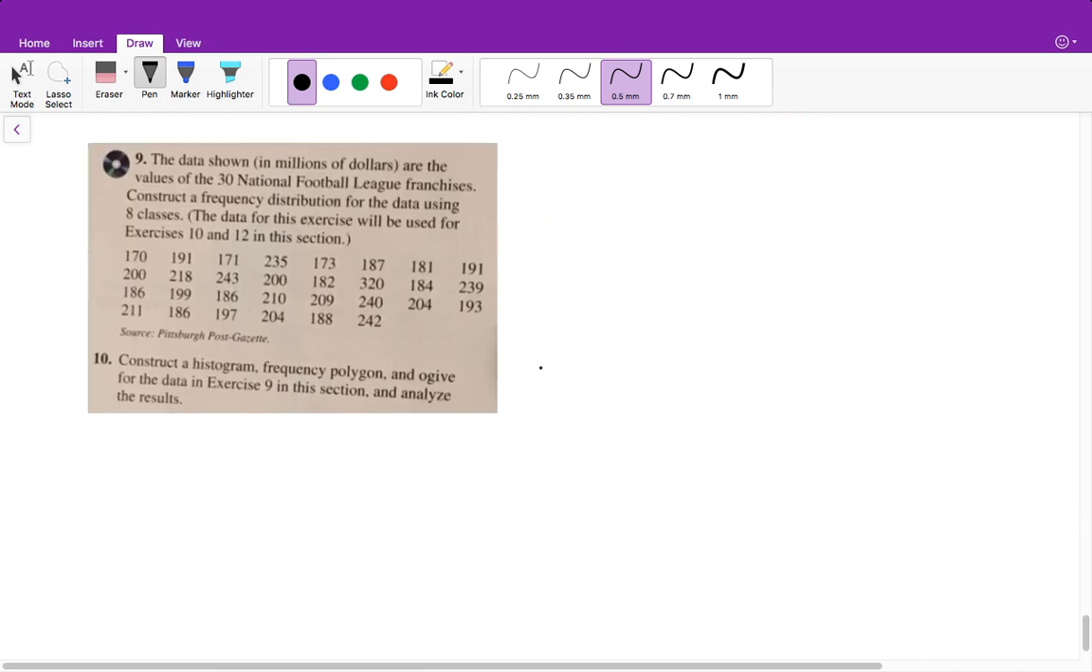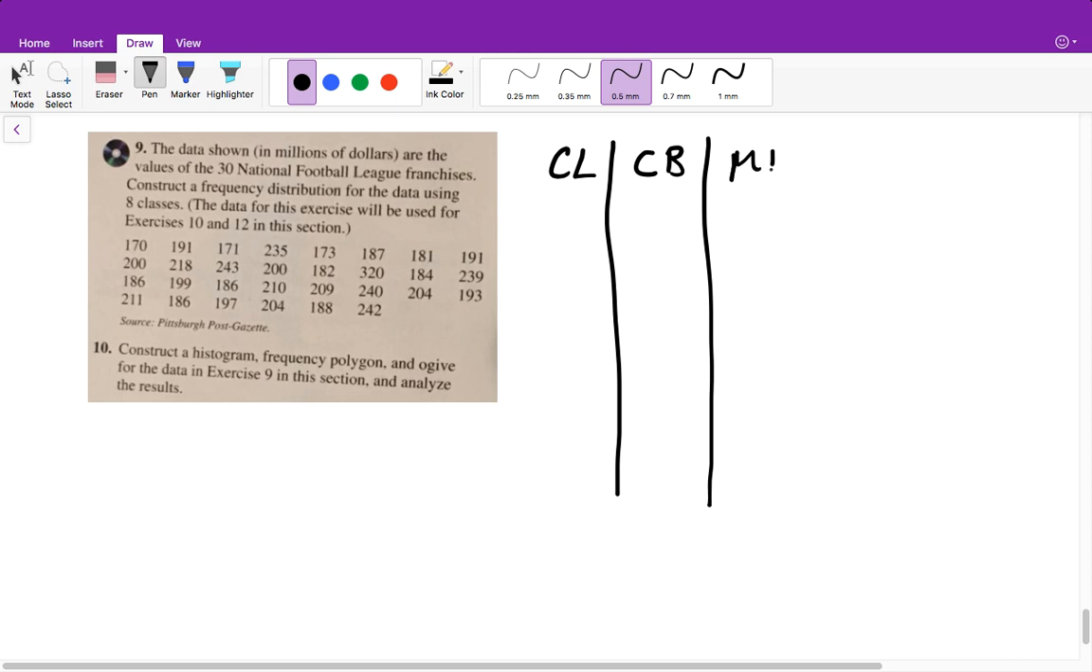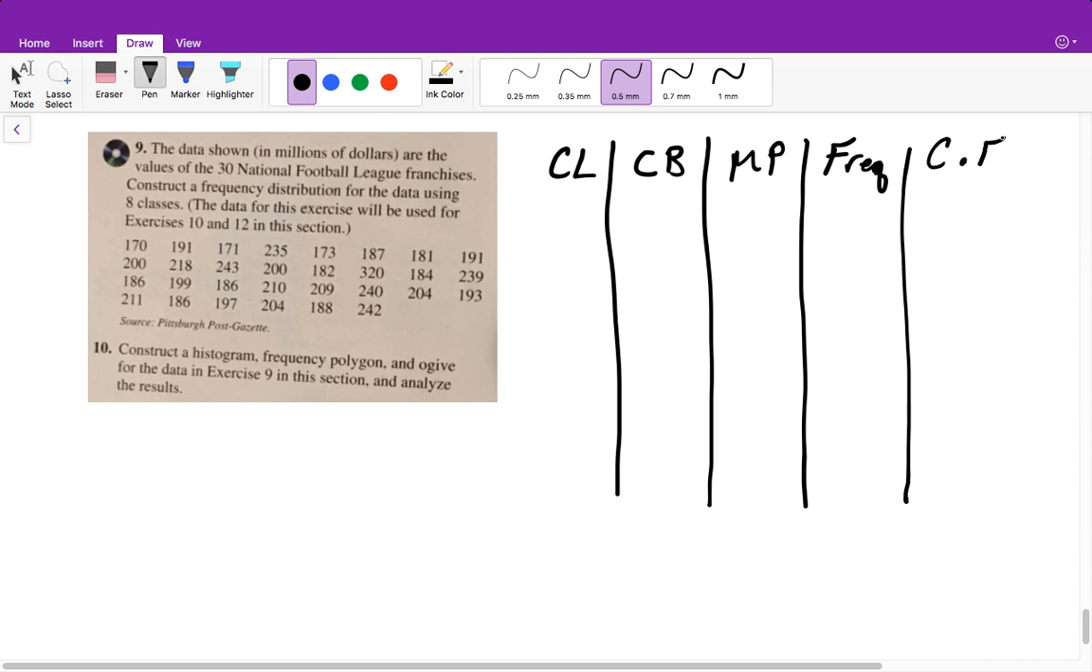All right. For this one, what we need to do first is create a chart, and we're going to do class limits, class boundaries, midpoint, but you don't have to do this depending on what graph you want to do. What's the next one? Frequency and cumulative frequency, which you also do not have to do depending on what graph you want to do.